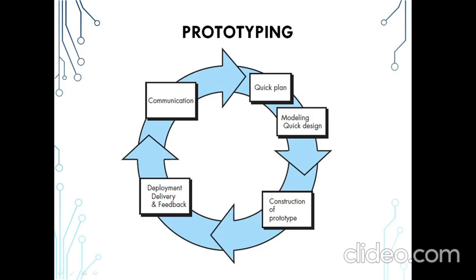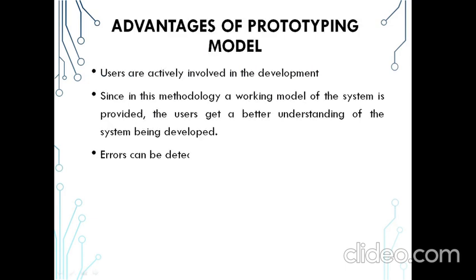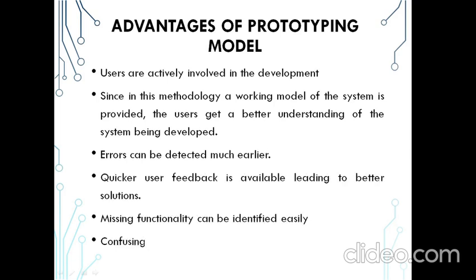So here the communication takes place and a quick plan of the development of the software, that is the modeling and quick design, takes place, and immediate construction of a prototype is done, and that prototype is delivered to the customer or the end user. So the deployment, delivery, and getting the feedback for the next prototype. So this cycle continues.